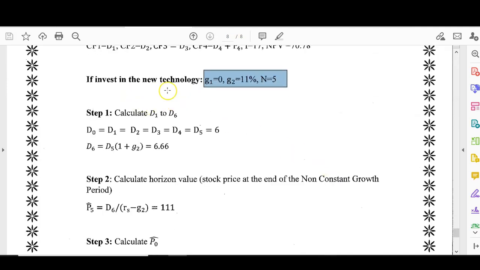If we invest in the new technology, our G1 would be 0, G2 is 11%, N is 5. Because G1 is 0, D0, D1, D2, D3, D4, D5, in the first 5 years, all the dividends equal $6 because we don't have any growth in dividend in the first 5 years. In the 6th year, D6 equals D5 multiplied by 1 plus G2, so we use 6 multiplied by 1 plus 11%. We have 6.66 as D6.